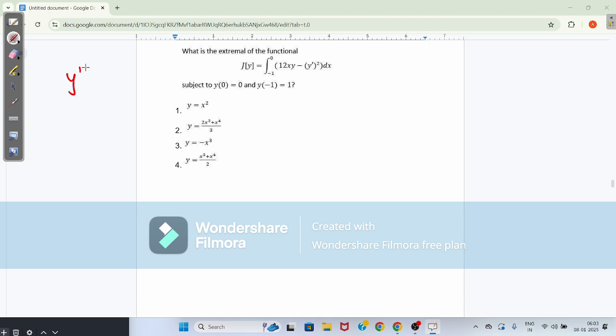You can again notice that y double dash equals minus 6x here. In this answer, you have the minus in this term only. In all these terms, you don't have a minus. So this option is the correct option here.